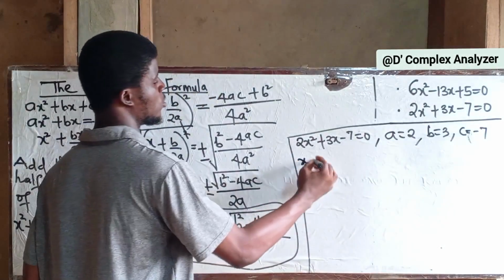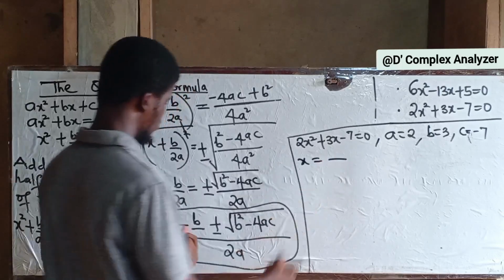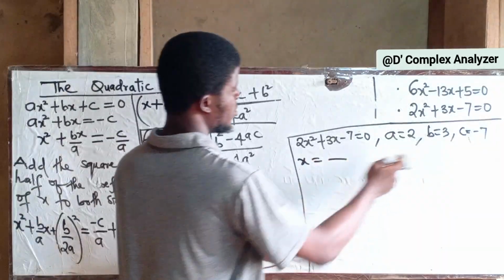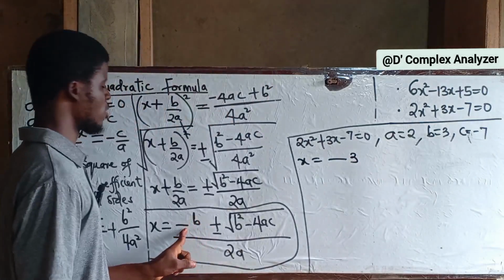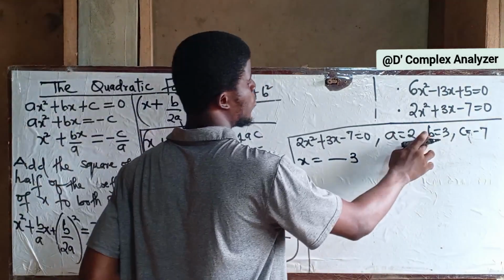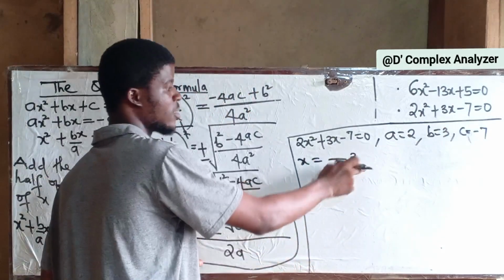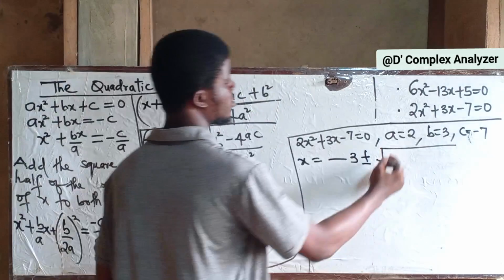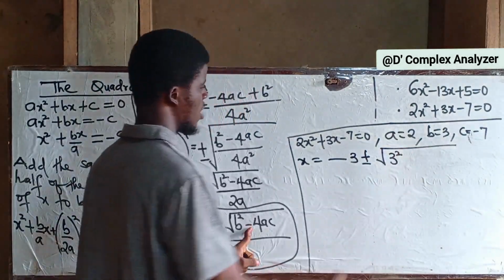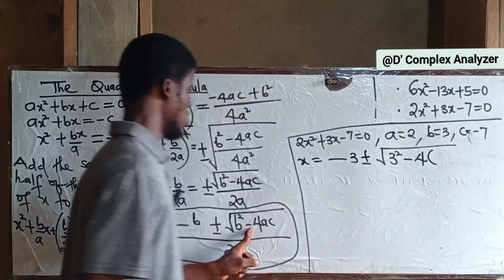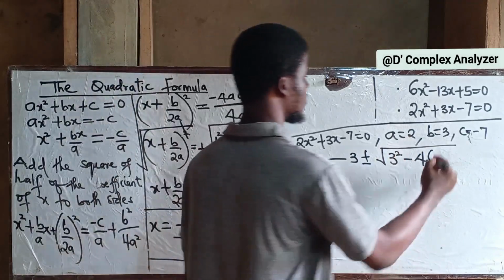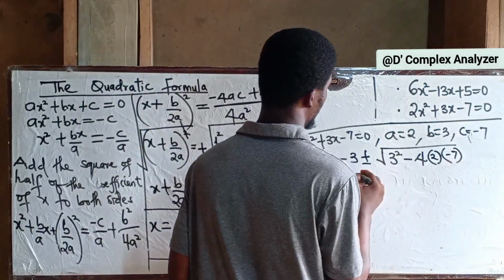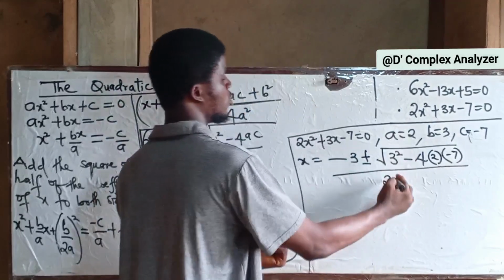So let's go. x is equal to minus b. What's b? 3. This minus is always there. So even if our b, for example, was minus 3, we'll be having minus minus 3. Plus or minus the square root of b squared. b is 3, so 3 squared, minus 4 times a. What's a? a is 2. Times c. And what's c? Minus 7. Divided by 2a. And a is 2. That's 2 times 2.